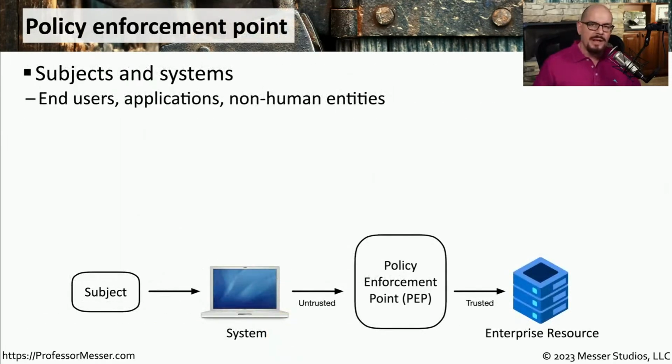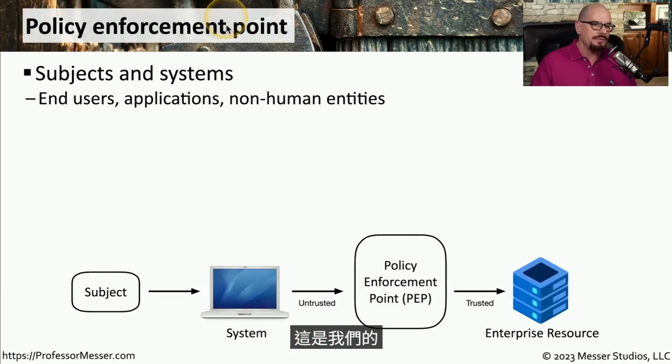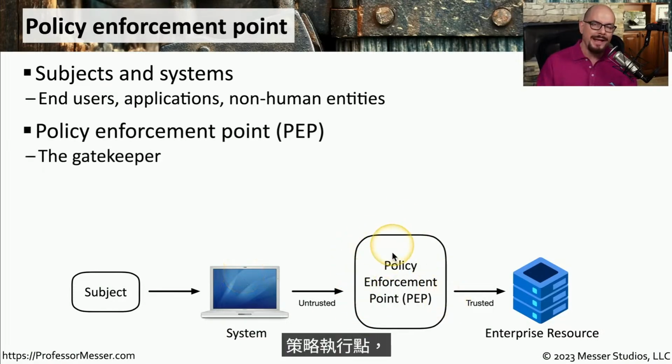To be able to set these policies and procedures along this pathway, we need to have something in place that allows us to create an enforcement of these policies. This is our policy enforcement point, and any subjects and systems that are communicating through this network will be subject to evaluation by the policy enforcement point. These subjects and systems commonly are end users, their individual processes running on a system, or they may be applications that are in use. You can think of this policy enforcement point as a gatekeeper.